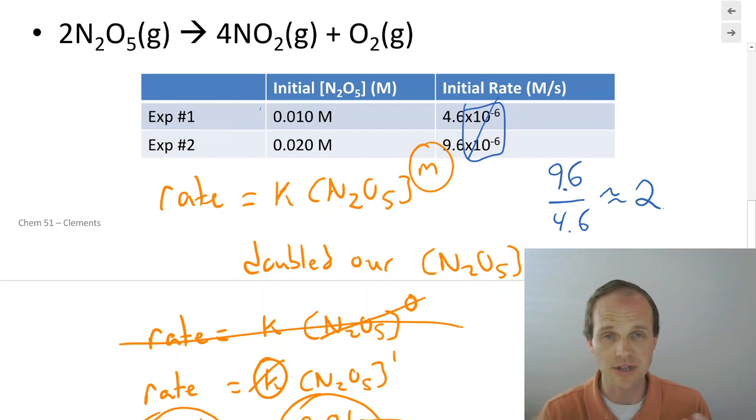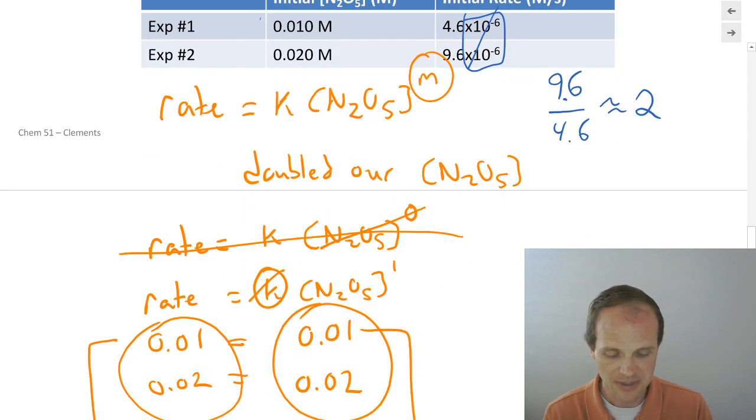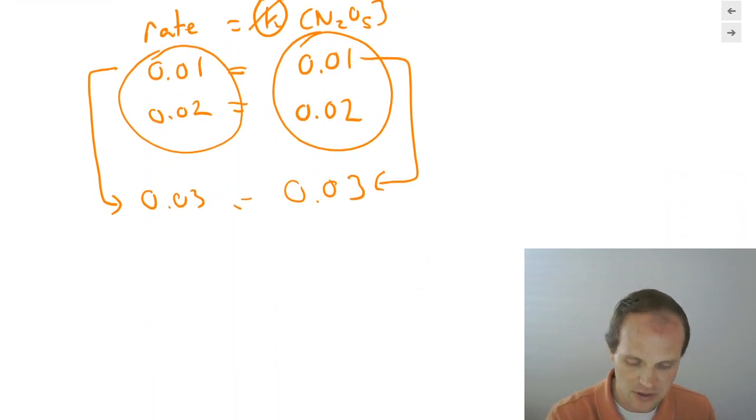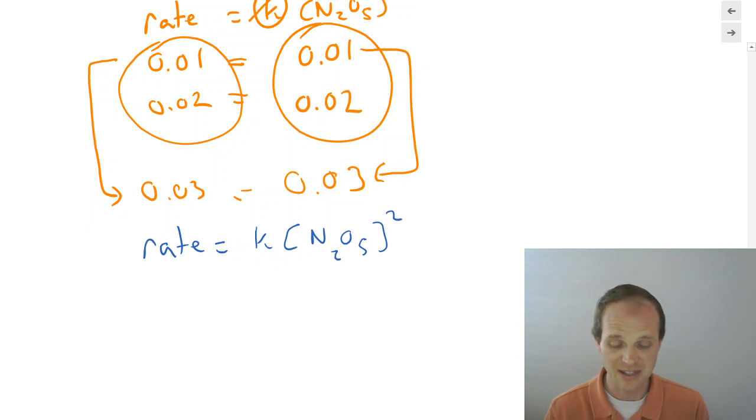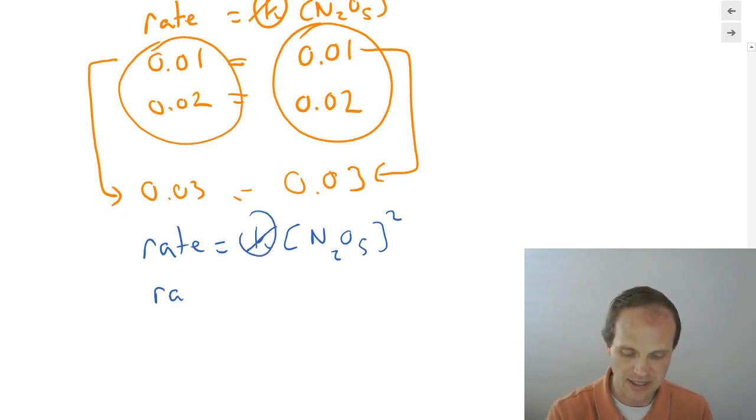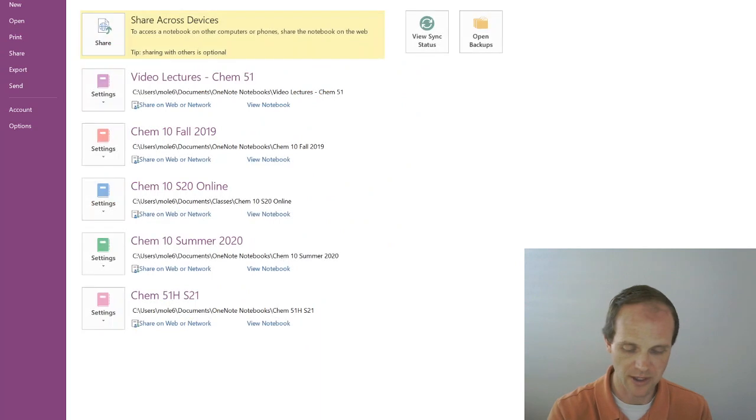And so when we doubled our concentration, we doubled our rate. And that says we're probably first order. But let's go on. Let's say, what if we knew that rate was second order in N2O5? Let's again assume, just for thought processes, that k is equal to 1. Then we get that rate is equal to [N2O5] squared. If it was 0.01, we get 0.01 squared.